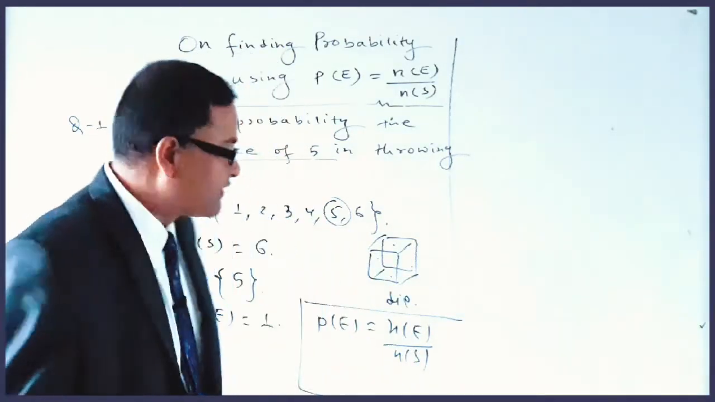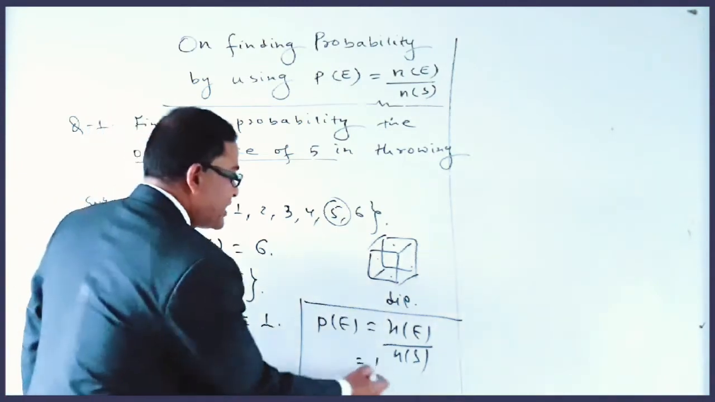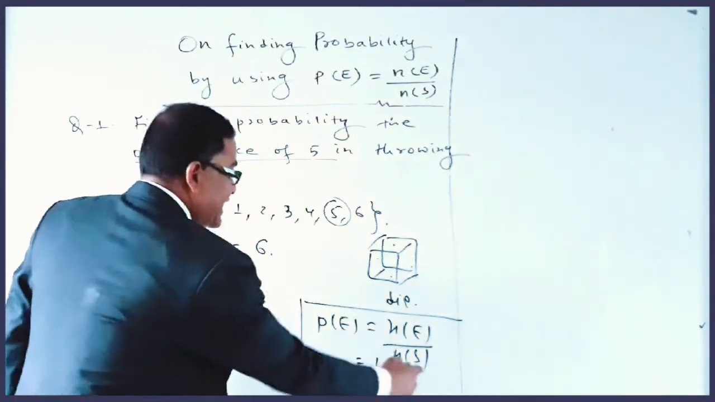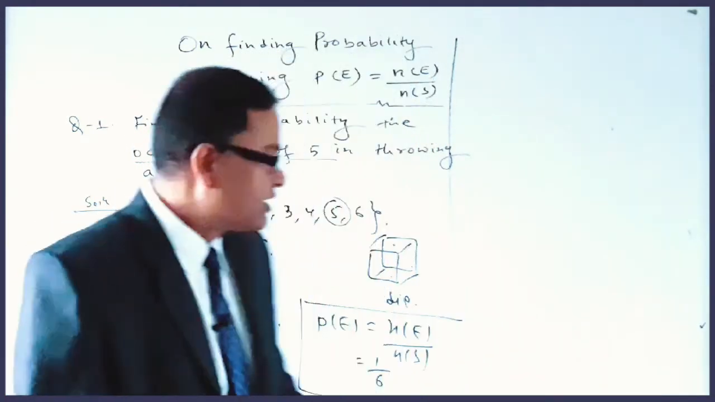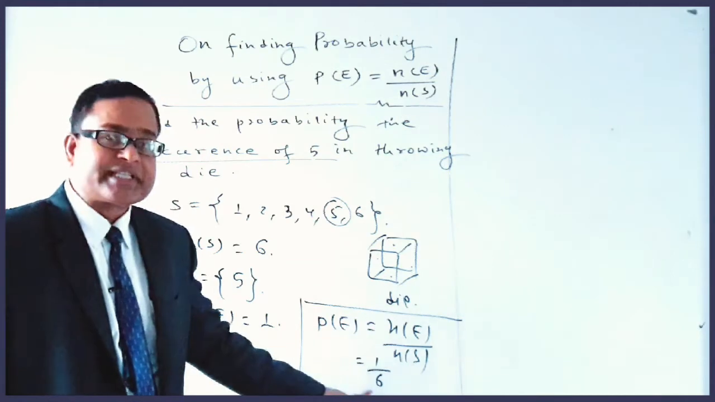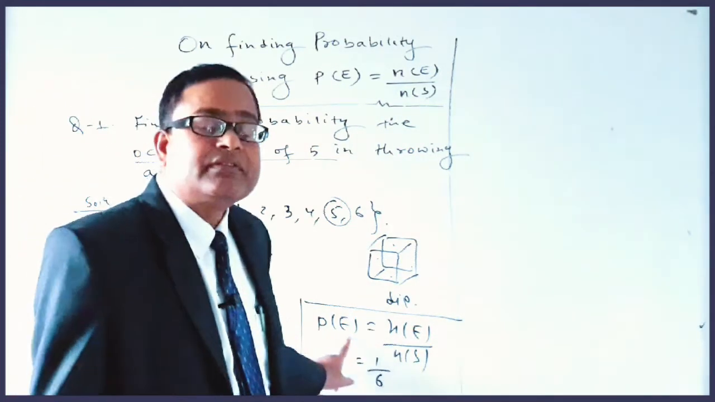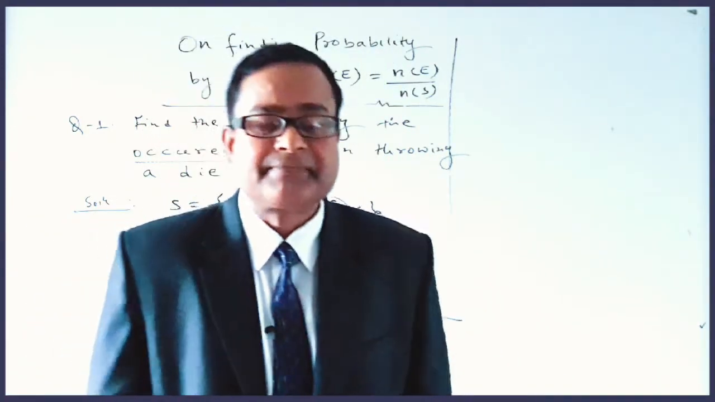So let's substitute the value of number of event. The number of event is 1, so 1 by, and the number of sample space is 6. The value of NS, that means the number of elements in the sample space, is 6. Therefore, PE is equal to 1 by 6. That means the probability of occurrence of 5 when a die is thrown is equal to 1 by 6.